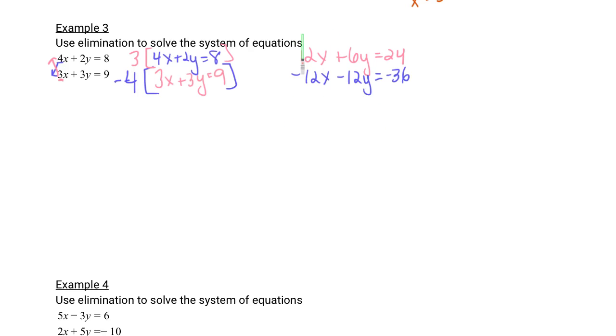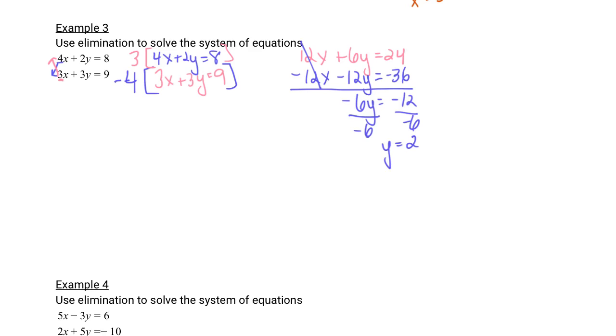Now, I've got two equations with the same variable, same number in front, opposite signs. Now I can do exactly what I know and love and just add. 12x minus 12x is eliminated. 6y minus 12y is negative 6y. 24 minus 36 is negative 12. One equation, one unknown. This makes us happy. Divide by negative 6 on each side. We get y is 2.